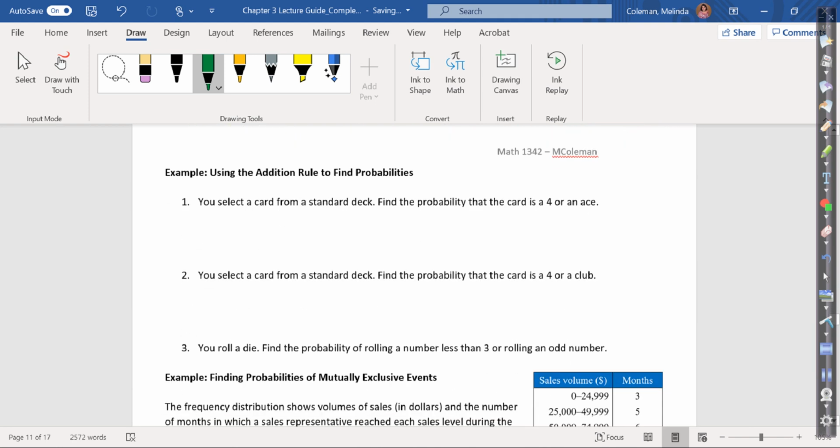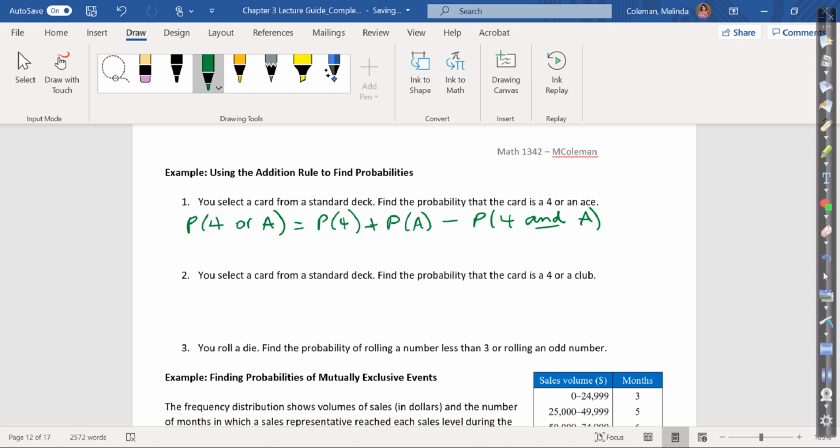All right, so let's do some examples. Hopefully this will be clearer. So you select a card from a standard deck. What is the probability that the card is a 4 or an ace? So probability that we get a 4 or an ace. So that says we're going to find the probability that it's a 4 plus the probability that it's an ace minus the probability that we have a 4 and an ace.